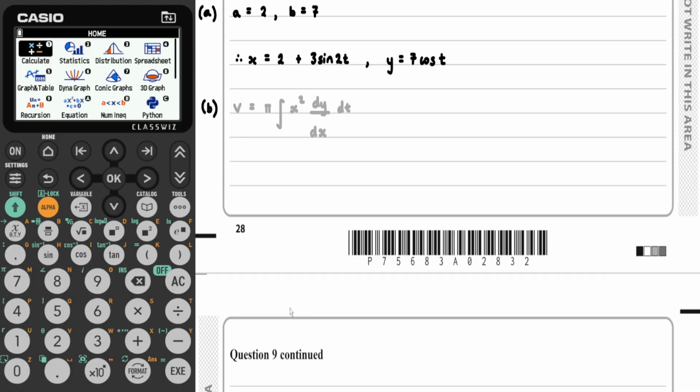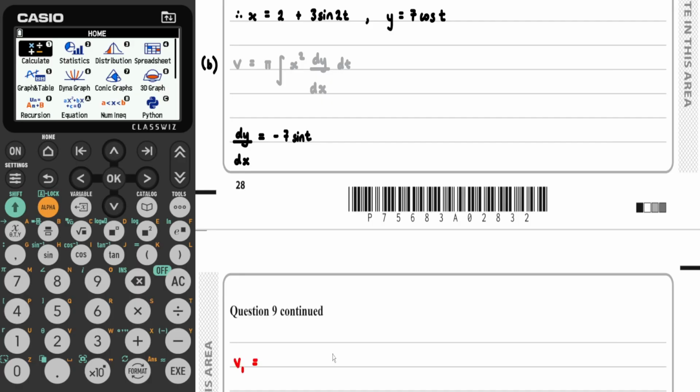We know for a volume of revolution about the y-axis, that's given by pi times the integral of x squared times dy over dx with respect to t. Now we know what y is, so at this point we can work out what dy over dx is. That is negative 7 sine t. And so we can find out the volume V1.